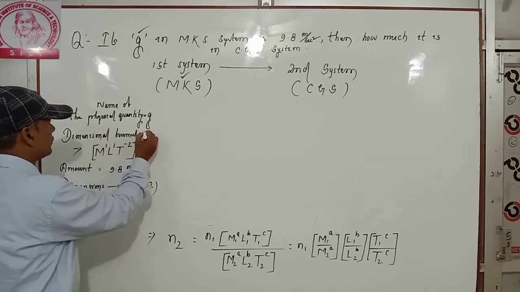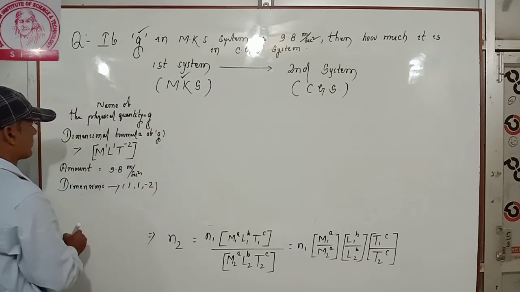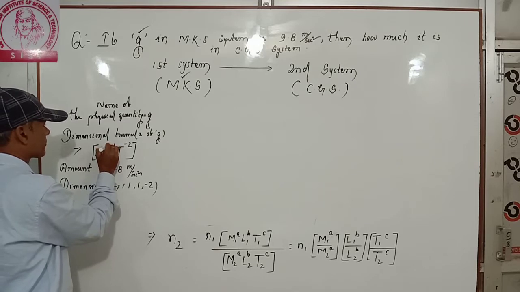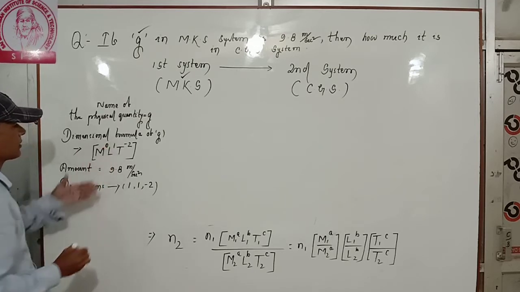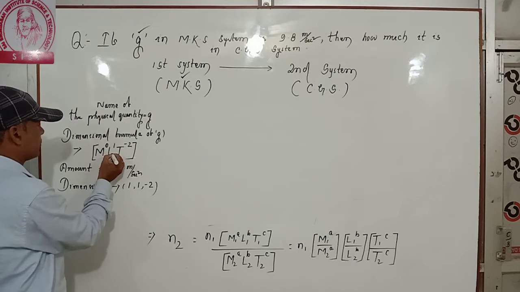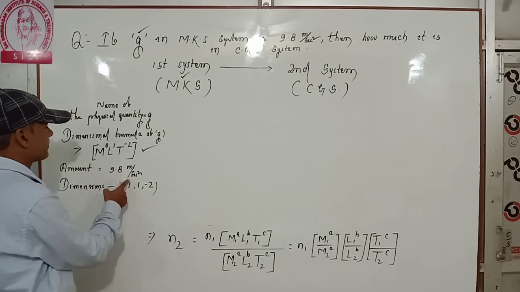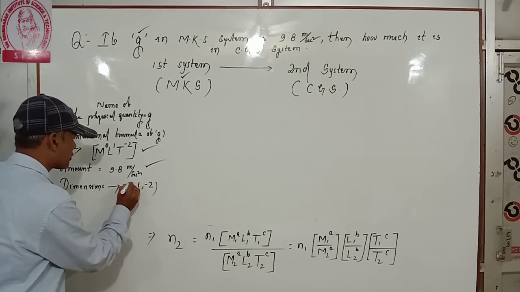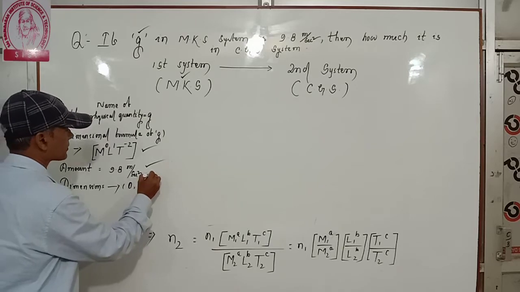Dimensional formula of G is how much? M0. But I was writing M1. It's wrong. M0. Now I have written correctly. M0. It was a big fault. M0 L1 T minus 2. Yes, it is correct. Amount 9.8 meter per second square. Yes, it is correct. Dimensions, it is not 1, 1, -2. It is 0, 1, -2. Now it is correct.